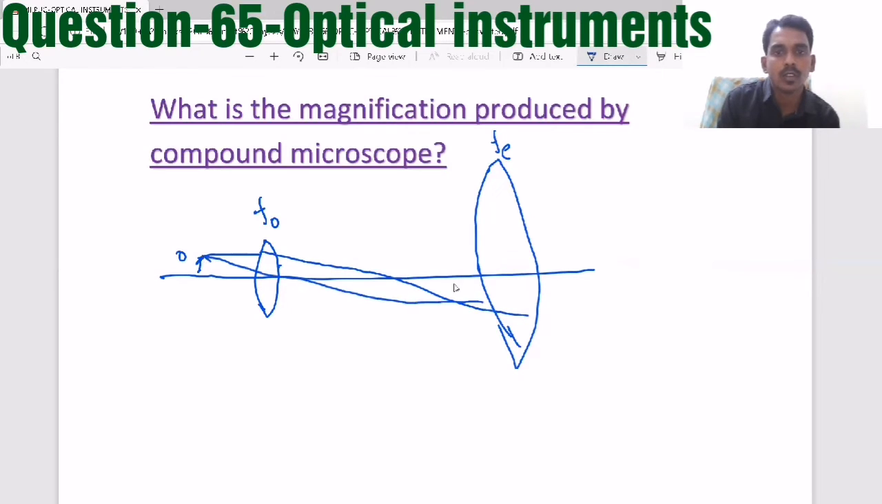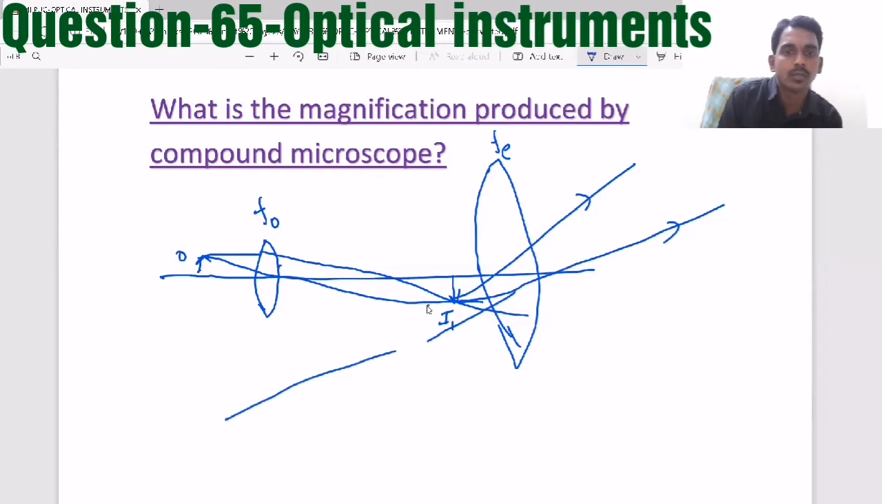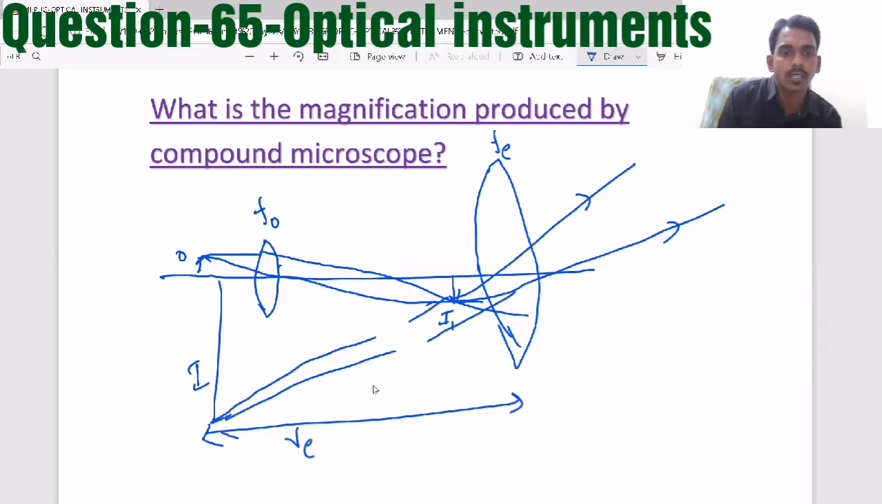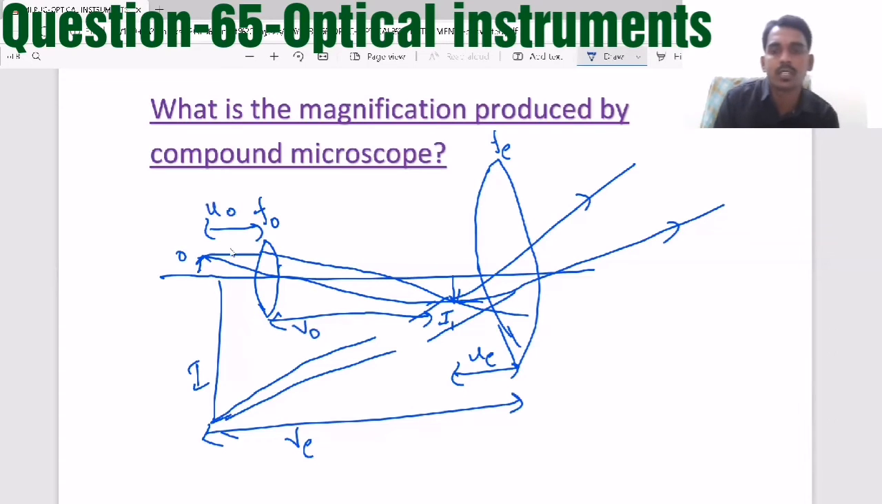Now, this is the intersection point, that is the first image. That is the image of the objective and that will act like an object for the eyepiece. Now, that image will form as virtual, at a particular distance. So this is the final image. Now the final image is at a distance VE and this is the object for the eyepiece, and this is the image for the objective and this is the object for the objective.